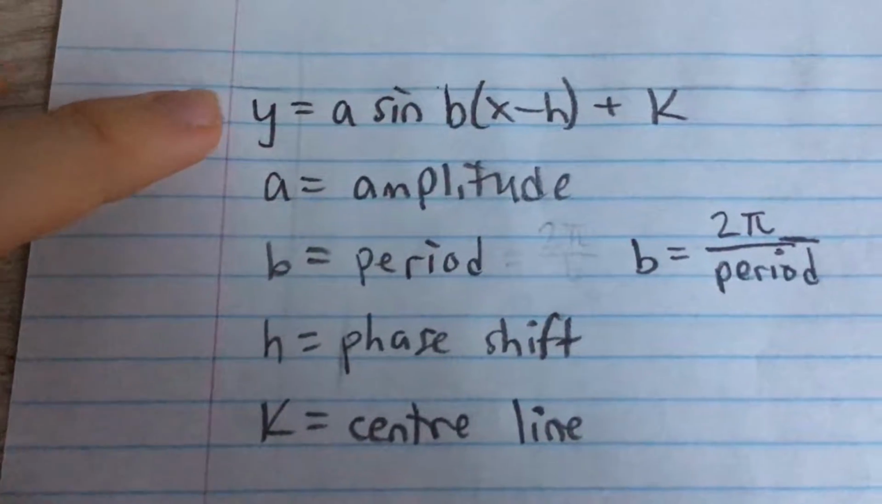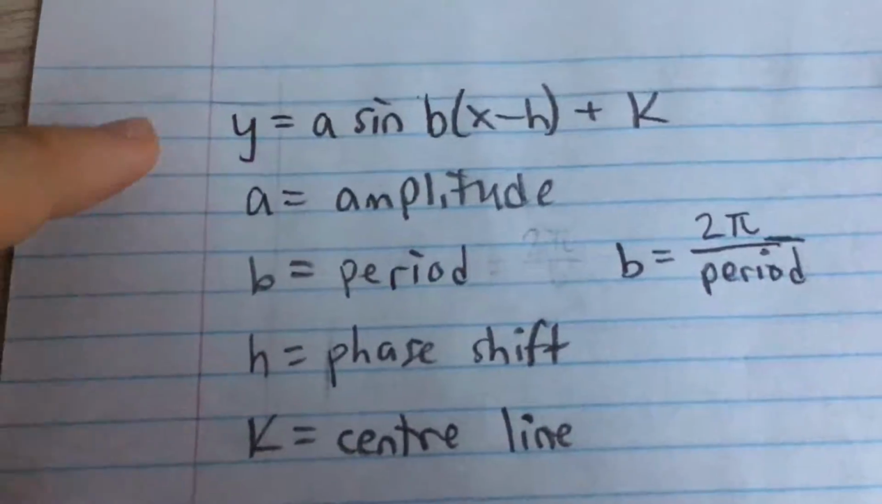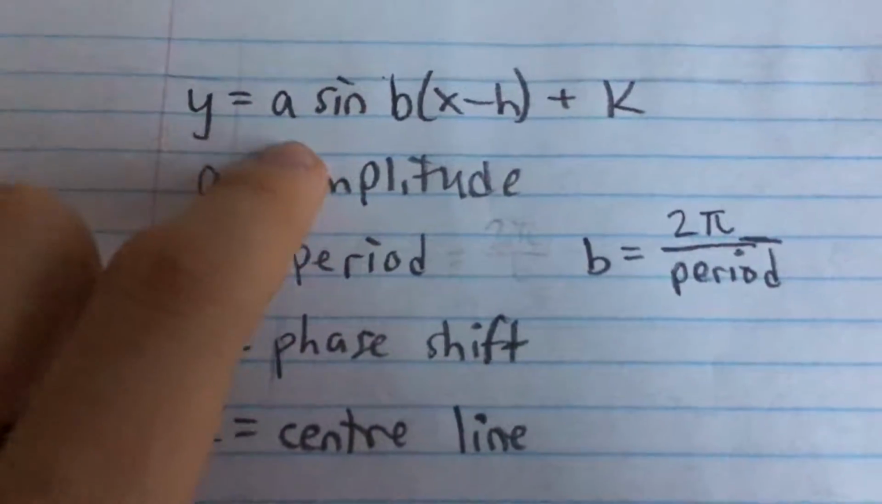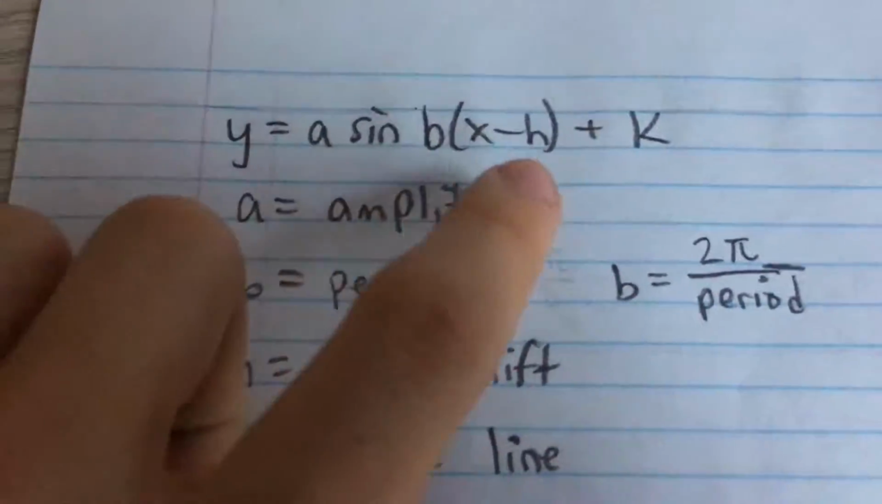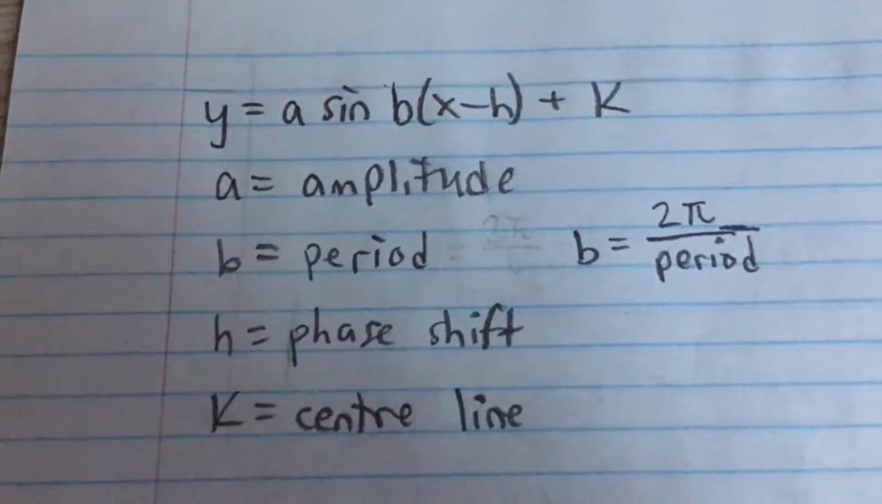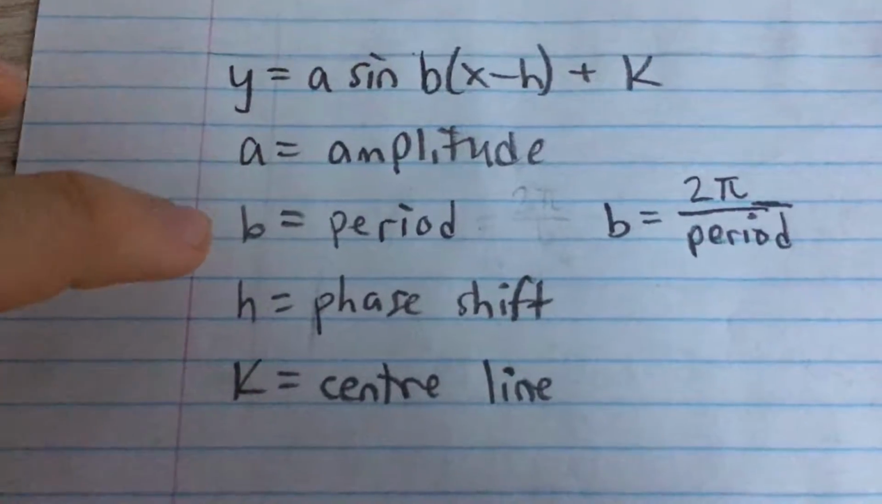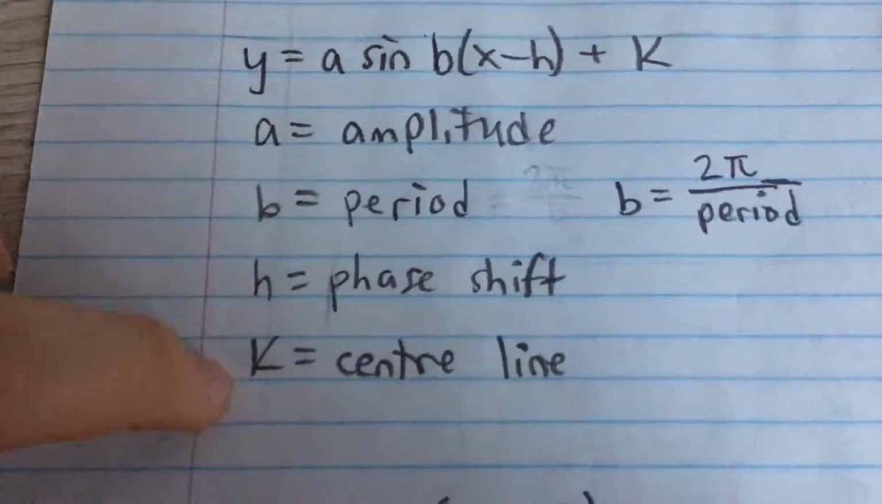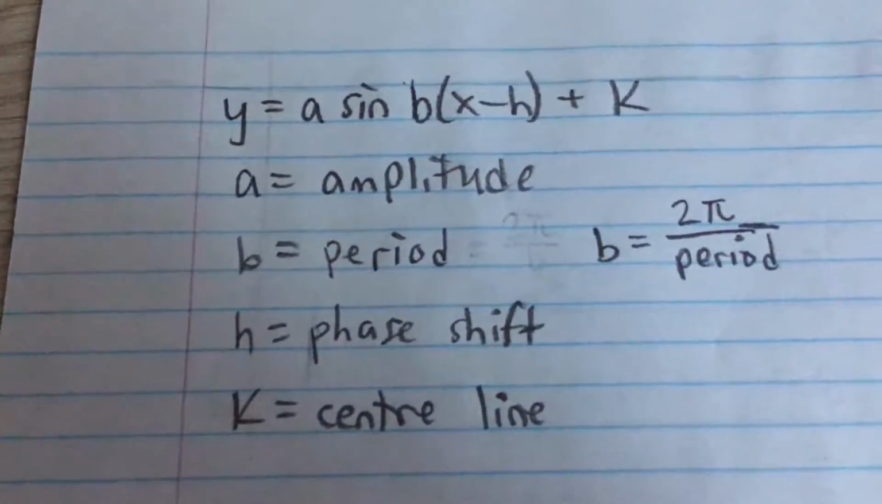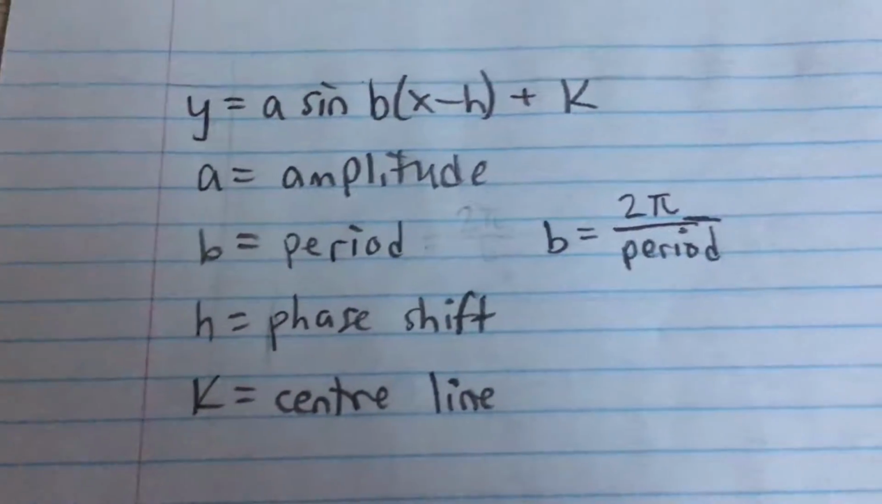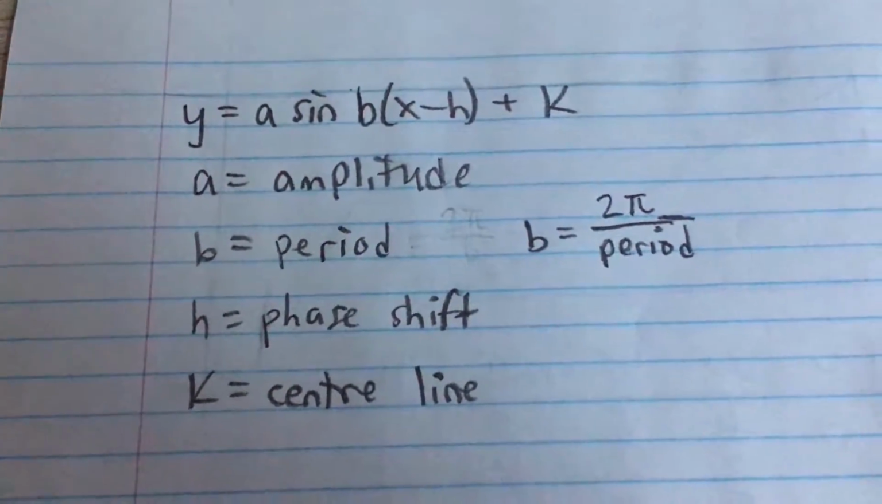And the general equation for a sine or cosine function is y equals a times sine b times x minus h, plus k, where a is the amplitude, b is the period, h is the phase shift, and k is the center line. I'll explain those as we go, as we find each value.